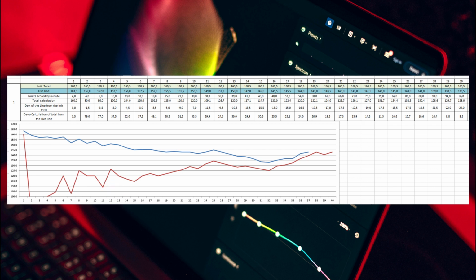As we can see, the total value decreased during the game because the teams were clearly not scoring enough points. It dropped from 160 to 135 points. But by the end of the match, the teams started scoring heavily, and the total eventually rose to 143.